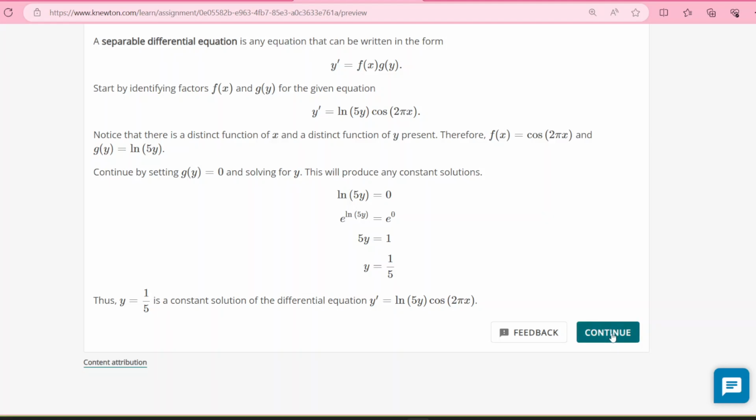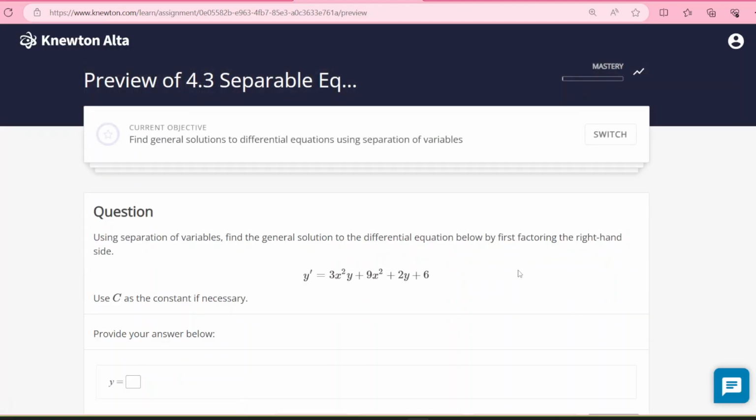All right, so let's continue on. All right, so they have skipped to another objective. I'm seeing find general solutions to differential equations using separation of variables. All right, so this is what I was talking about in the last example. They're not asking me to find constant solutions, but the general solution to a differential equation.